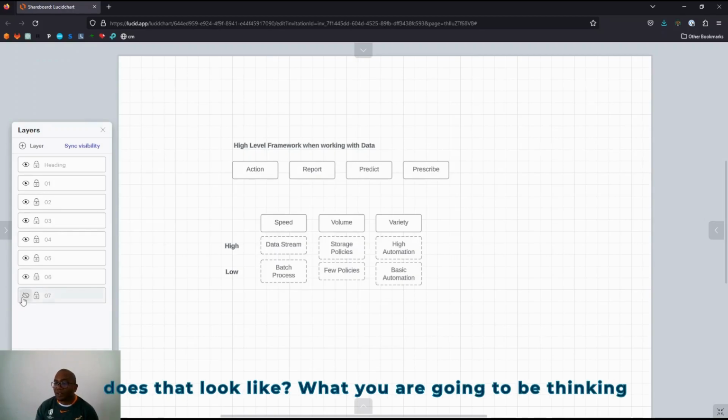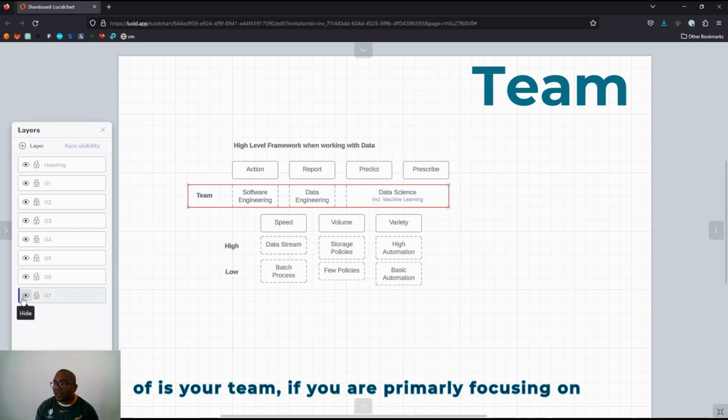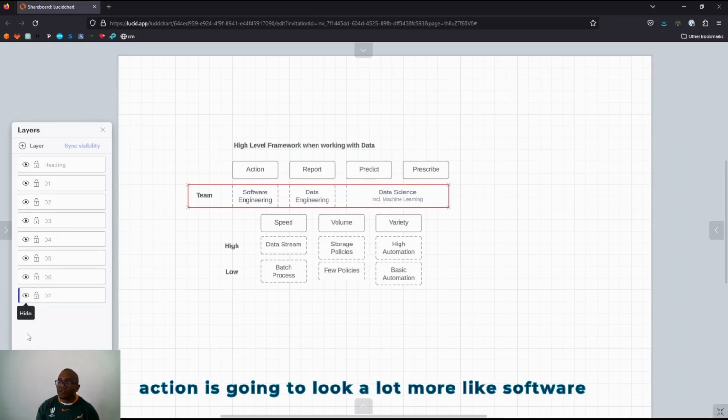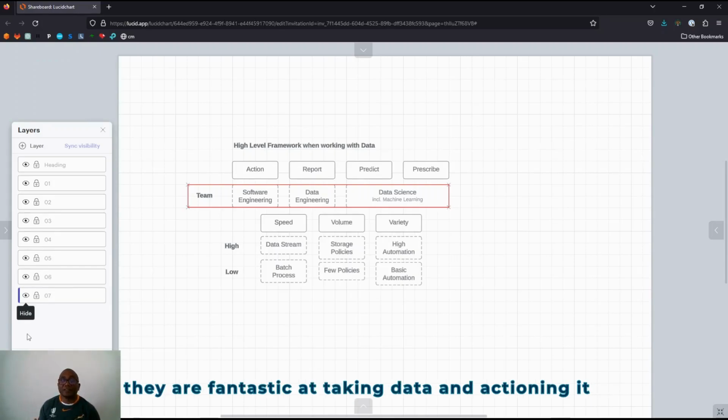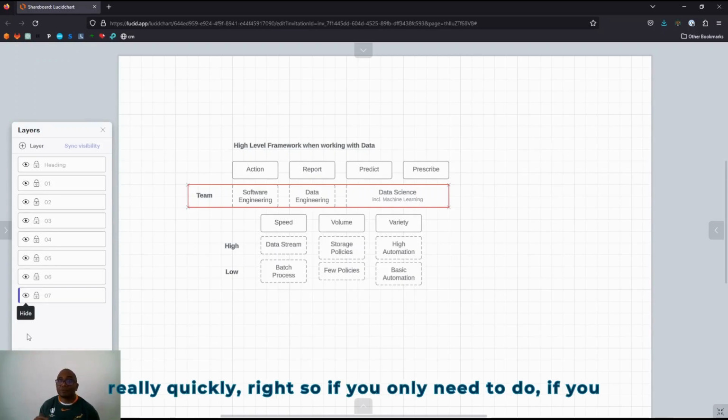What you're going to be thinking of there is that your team, if you're primarily focusing on action, is going to look a lot more like software engineers. Software engineers are a heck of a lot better. They're fantastic at taking data and actioning it really quickly, right?